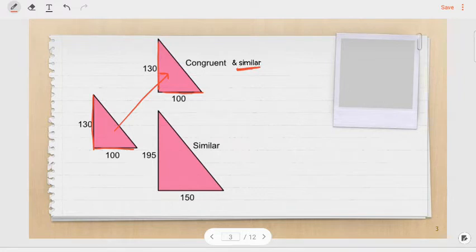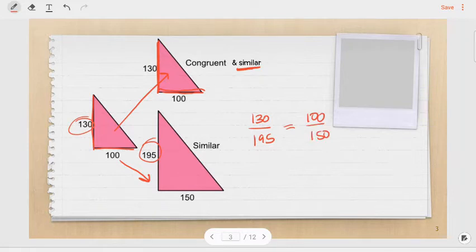Okay. Similar shapes can also be the same size. As compared to this shape, if I typed in my calculator 130 divided by 195, and comparing those two sides, that will equal 100 divided by 150. So these two side lengths are proportional. They're the same shape. They have the same angles, but our side lengths are just all elongated the same amount. So we would say this is just similar. We would not say that it's congruent.